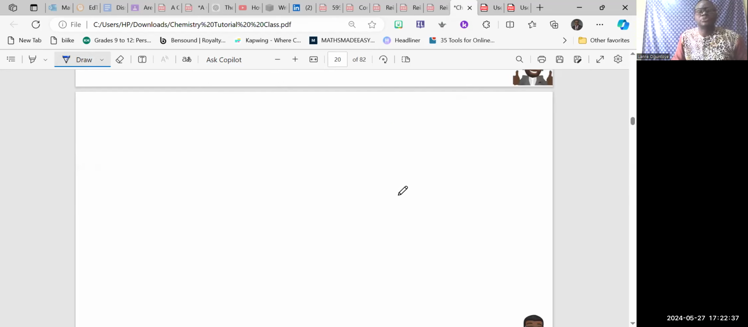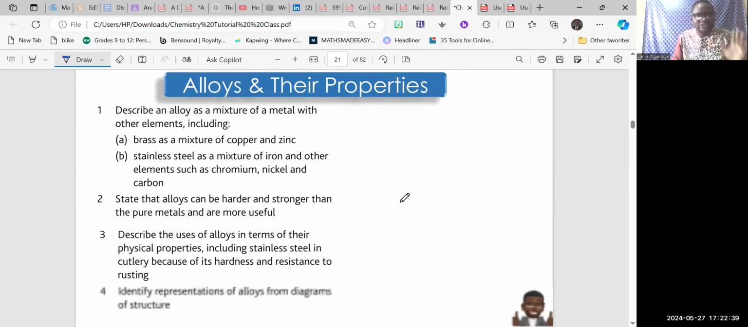Let's make progress. That's on properties of metals. Now, the big guy, alloys. Alloys are very simple. Alloys and their properties. Your learning outcomes want you to be able to, number one, describe an alloy as a mixture of metal with other elements. If you are asked to explain the term alloys: alloys are mixtures of metals, or mixtures of metals and non-metals, such as carbon.